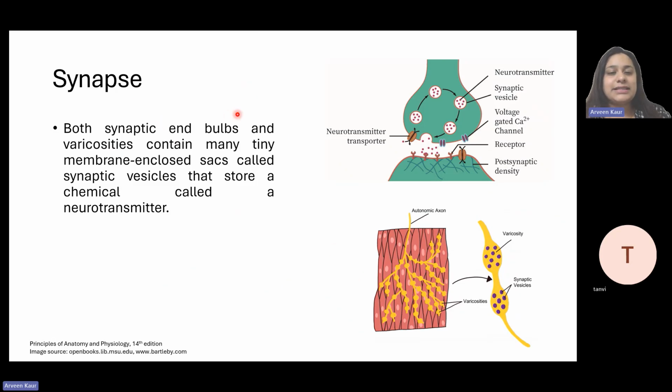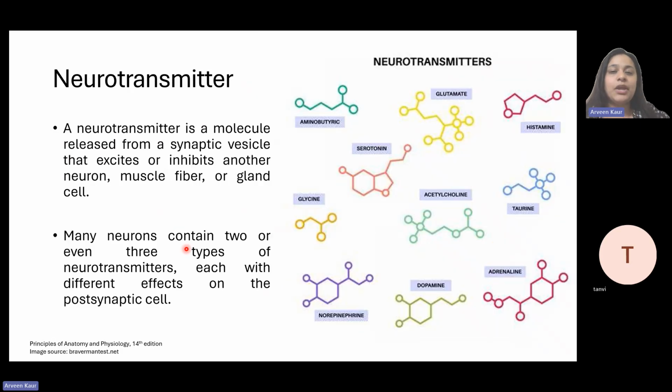In both these cases, you can see that the synaptic bulb as well as these varicosities, both of them contain many tiny membrane-enclosed sacs, which are known as synaptic vesicles, which store a chemical which is known as neurotransmitter. So what are these neurotransmitters? You can see that they are different kinds of chemical compounds. What do these chemical compounds do?